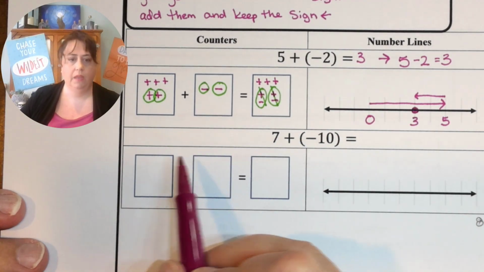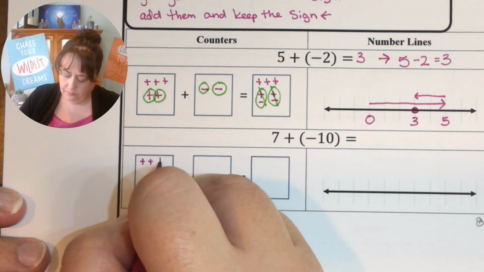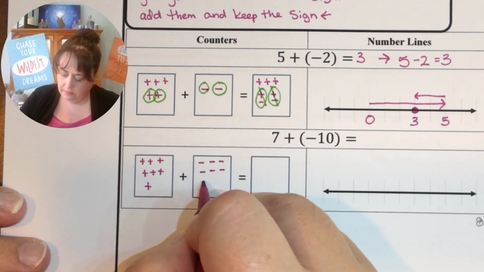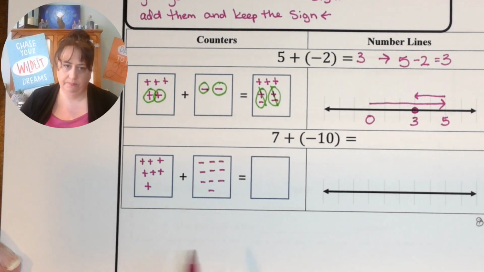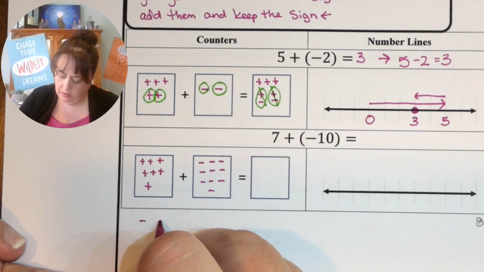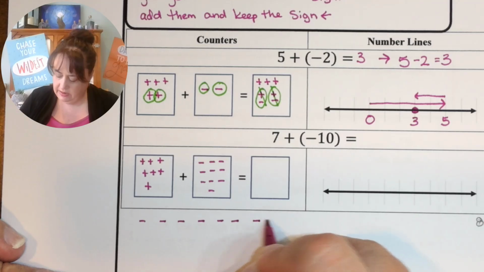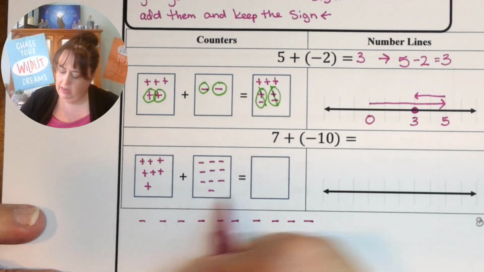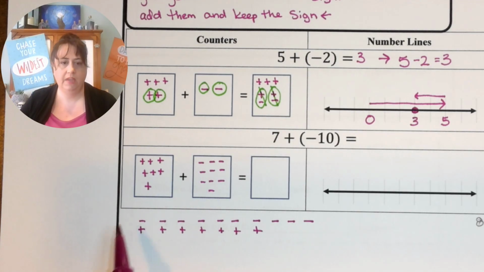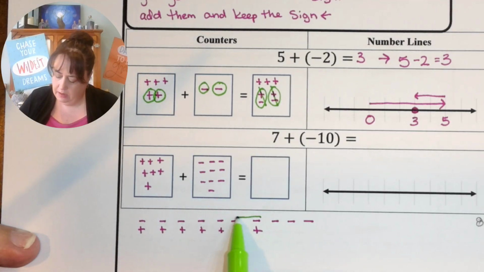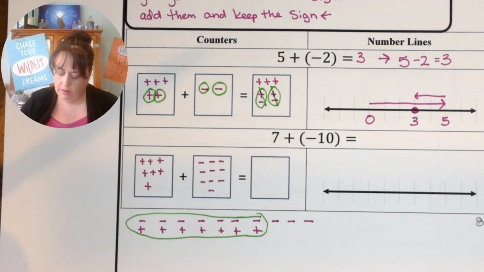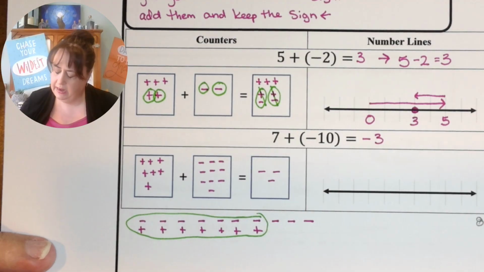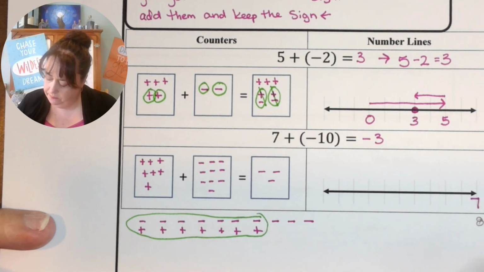Okay, let's look at this one. 7 and 10 negatives. 9 and 10. I think I'm going to do it over here. Okay. So 1, 2, 3, 4, 5, 6, 7, 8, 9, 10. I'm just pulling it out of the bucket so I can put my negatives in a row. And 7 positives. 7. I just lined them up. Do you see all those 0 pairs? Those are all 0 pairs. So what am I left with? I'm left with 3 negatives. I'm going to put my 7 way over here.